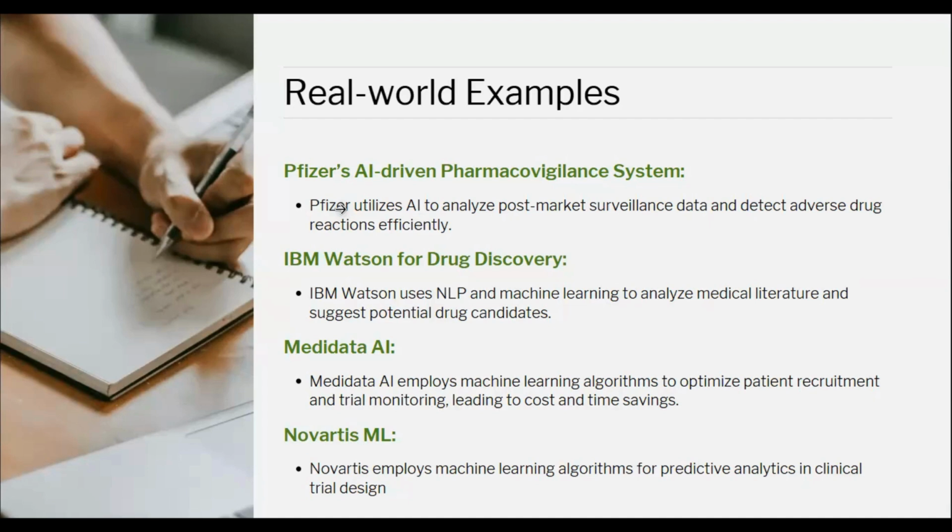IBM Watson is being used for drug discovery. IBM Watson uses natural language processing and machine learning to analyze the medical literature and suggest potential drug candidates. I told you, we have 5,000 drug candidates, and out of them I have to finalize 500. AI can do it much better, because AI can read the entire medical literature in a fraction of minutes, where we would take years to read all of it. So this is the advantage of AI.